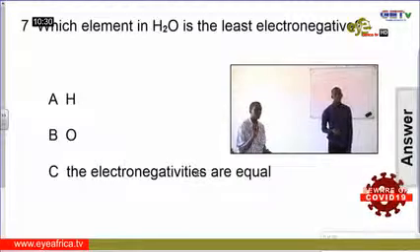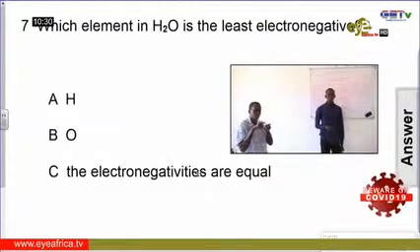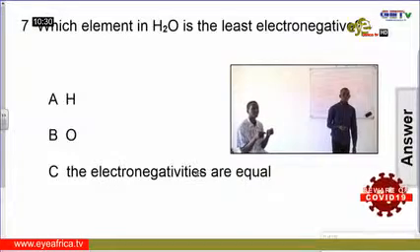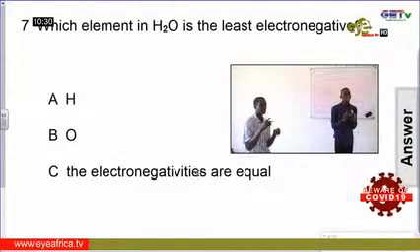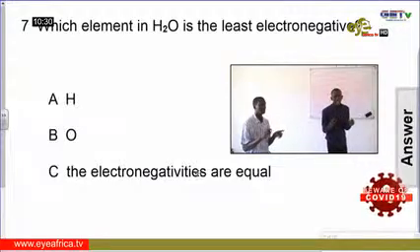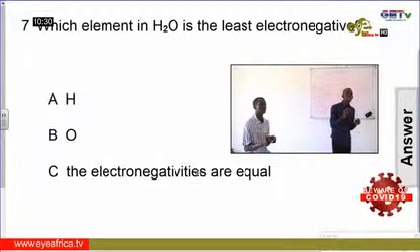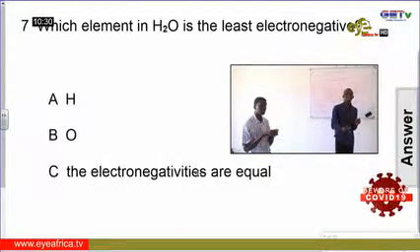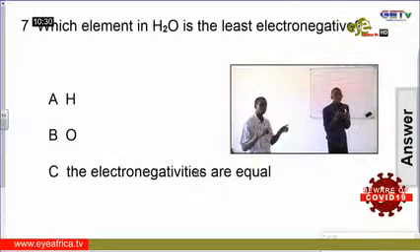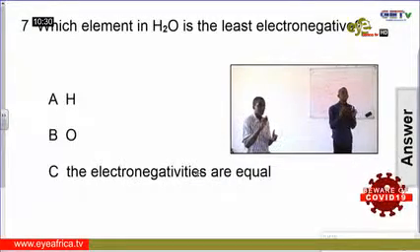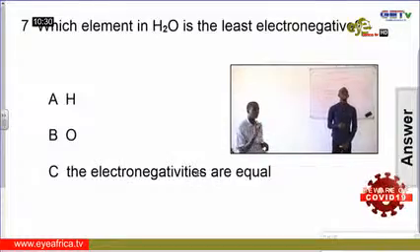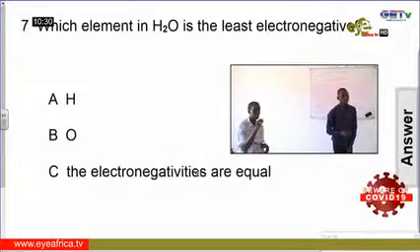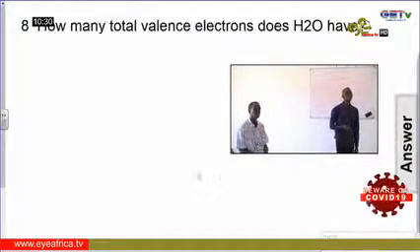Hydrogen, B, oxygen, C, the electronegativities are equal. C is not correct because oxygen and hydrogen are not the same. They are atoms of different elements, which means their values cannot be the same. Only atoms of the same element will tend to have the same electronegativity values. Now, in this case, the least electronegative is hydrogen, which means A is the correct option.